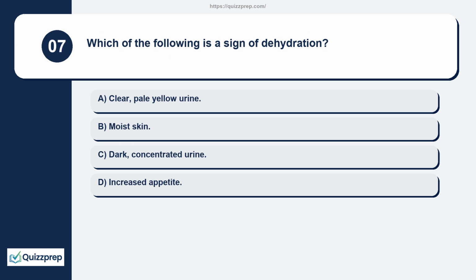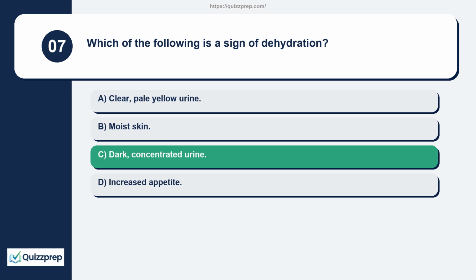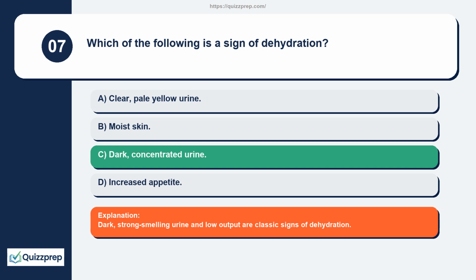Question 7. Which of the following is a sign of dehydration? Clear, pale yellow urine, moist skin, dark, concentrated urine, increased appetite. Dark, strong-smelling urine and low output are classic signs of dehydration.